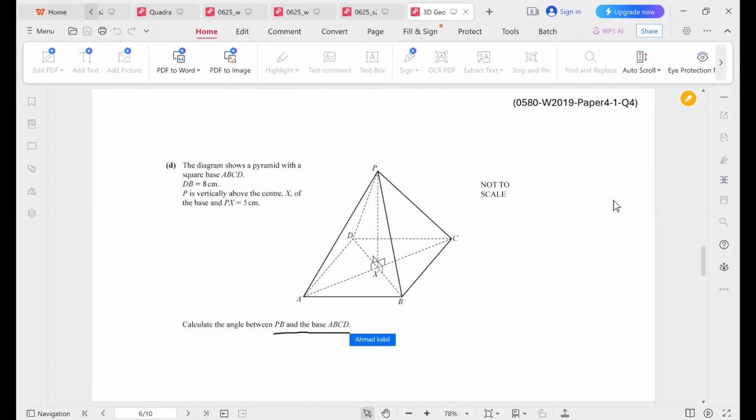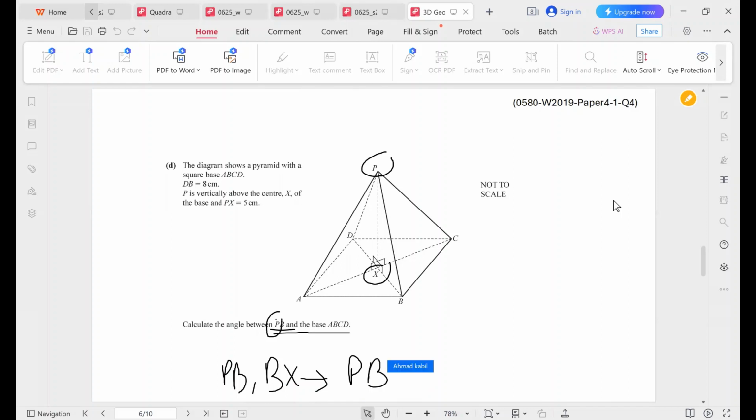So here the common letter is B, and the closest to point P on the plane is point X. So the second letter is X. So we have PB and BX, so we have angle PBX. The repeated letter is always the letter in the middle, of course. So we're looking at this triangle here, and we want to find angle B.